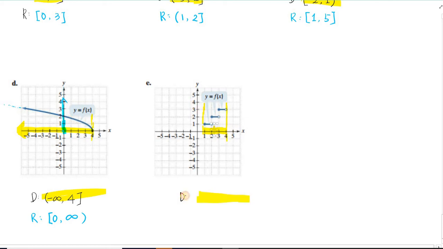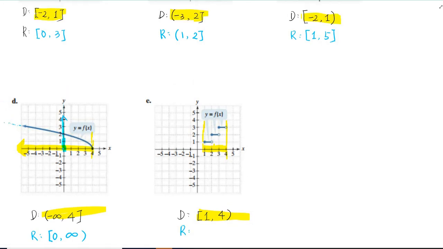So my domain in this case is from here. If you look right here, 1 is a solid circle, so that means I have to include it. That will be a bracket. Okay, all the way to 4, and that is an open circle, which means it's a parenthesis.